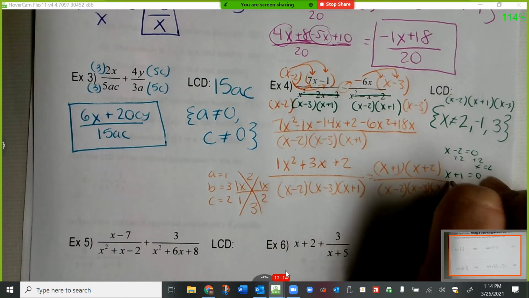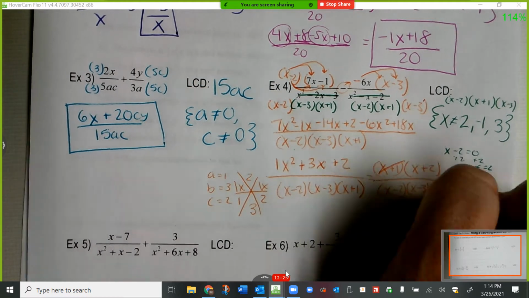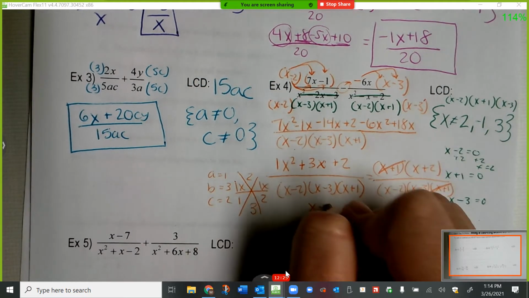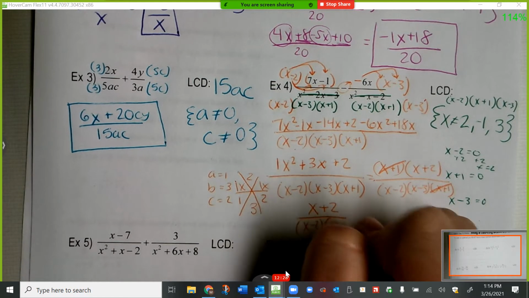can it simplify? Like yesterday? Some can. Which one? X plus 1. The x plus 1. So your final answer is x plus 2 over x minus 2, x minus 3.